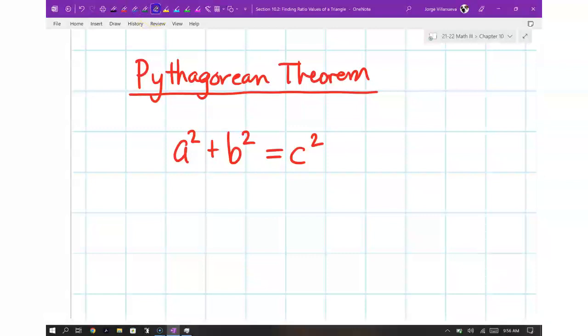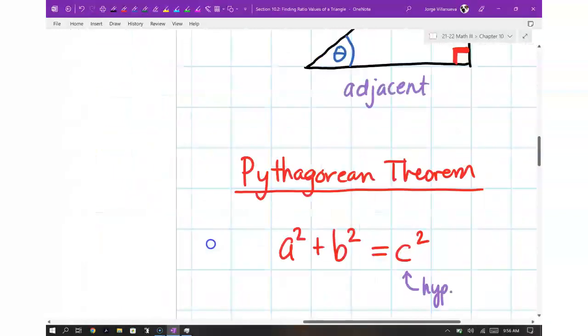Now, c is always your hypotenuse, okay? A and b can be opposite or adjacent. It doesn't matter. It can be any one. But c has to be your hypotenuse. All right? So this is the only part that can be a little tough when we do these problems. You may have to find a missing piece, which I have to do. Let me go back to our problem.